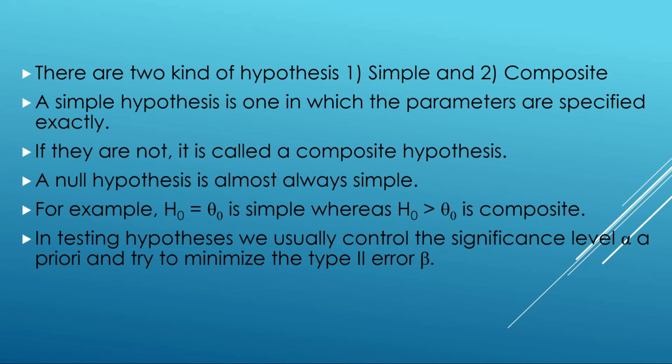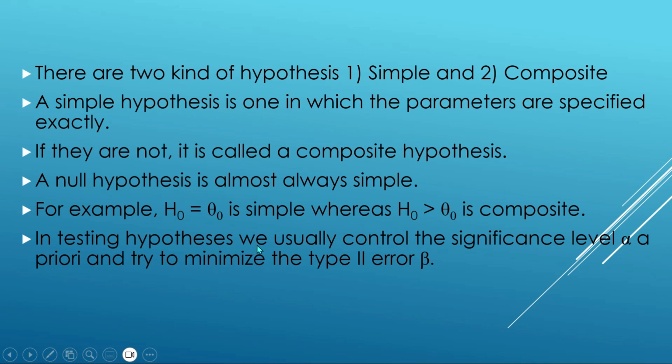There are two kinds of hypotheses, simple and composite. A simple hypothesis is one in which the parameters are specified exactly. If they are not, it is called a composite hypothesis. A null hypothesis is almost always simple. For example, H naught equal to theta naught is simple, whereas H naught greater than theta naught is composite. Because H naught equal to theta naught is exactly specified, we know that it is exactly equal to theta naught. But when we say that H naught is greater than theta naught, we do not know the actual value. Greater than theta naught can be any value. So in that case, we call it a composite hypothesis.